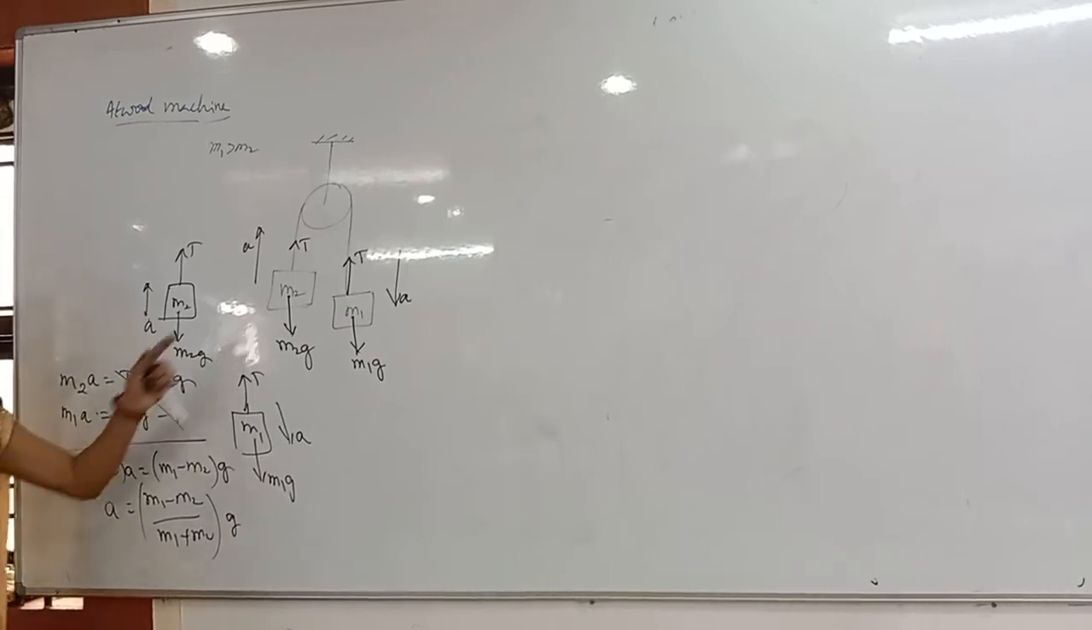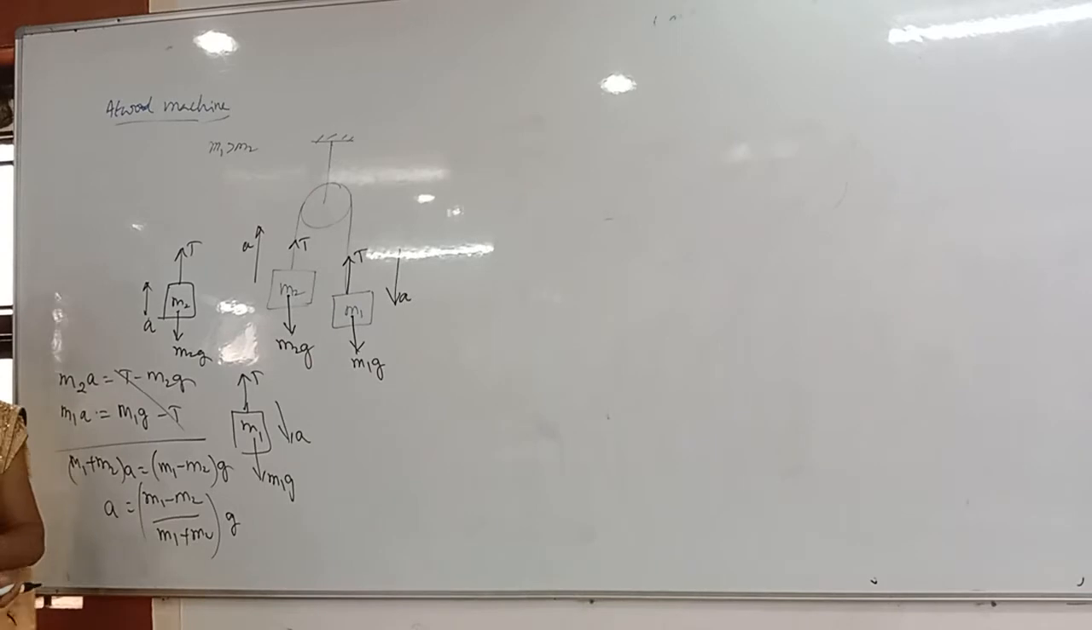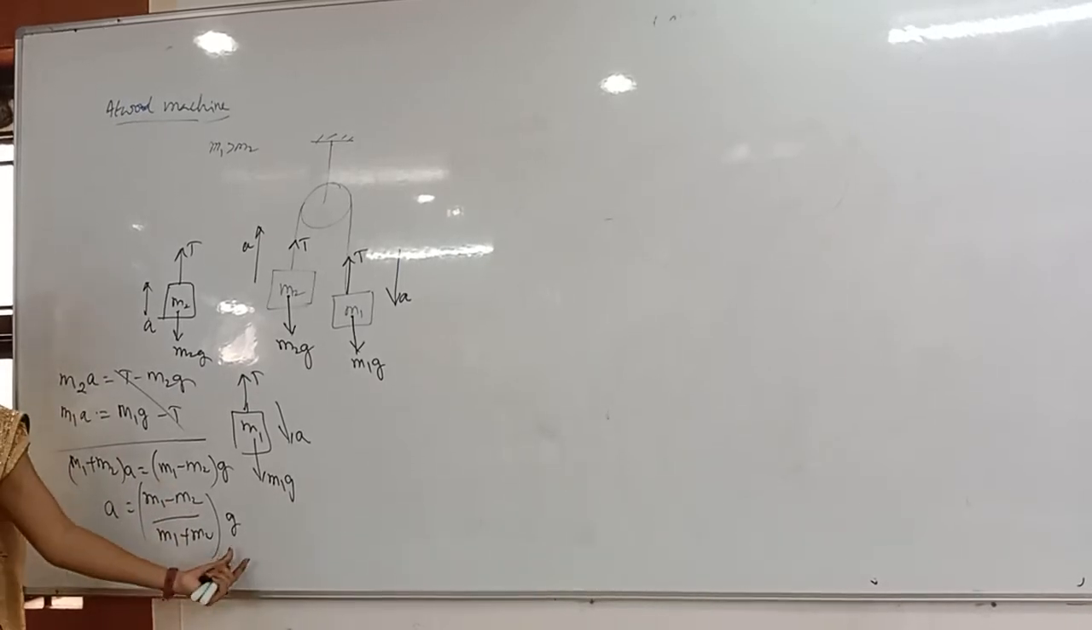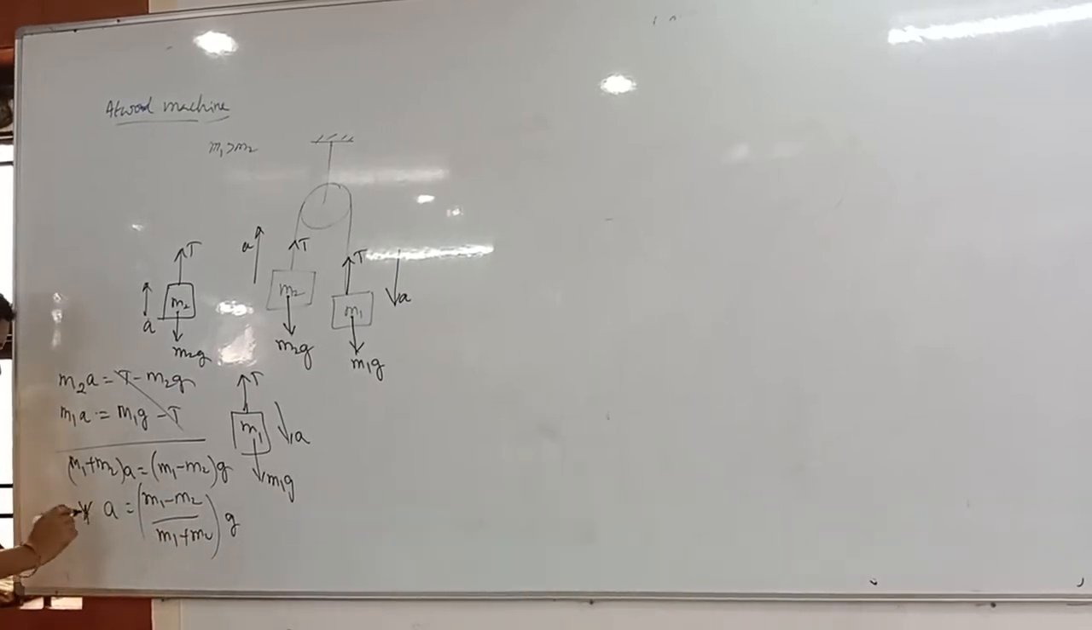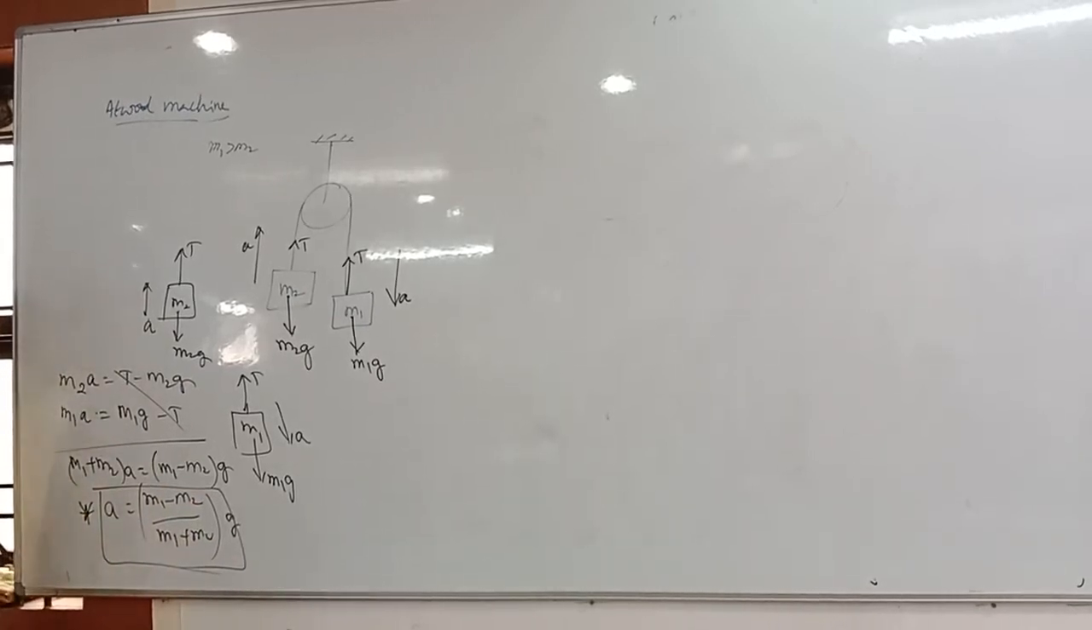If I take M2 greater than M1, at that time what happens? M2 greater than M1, we will get M2 minus M1. That's the difference. Everything is the same only. So difference of the masses by sum of the masses into G. That is the acceleration. Very important formula. Very important. This is about the acceleration.